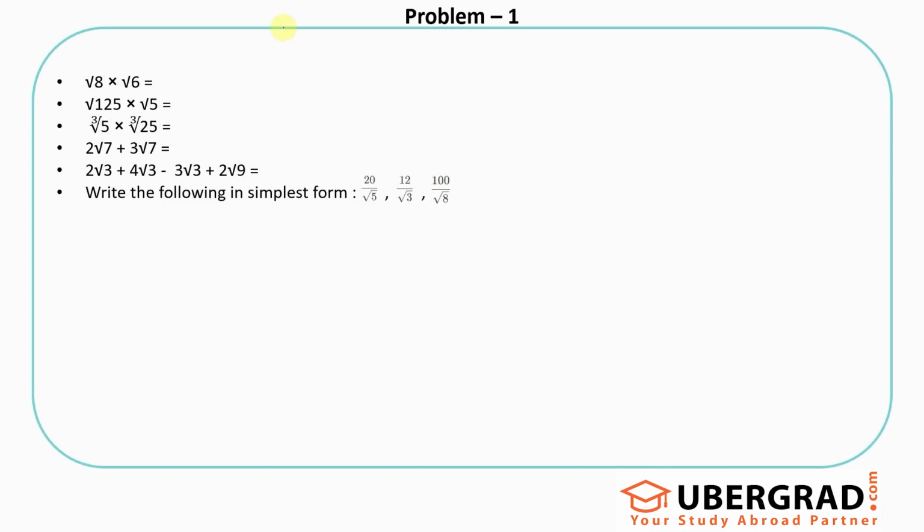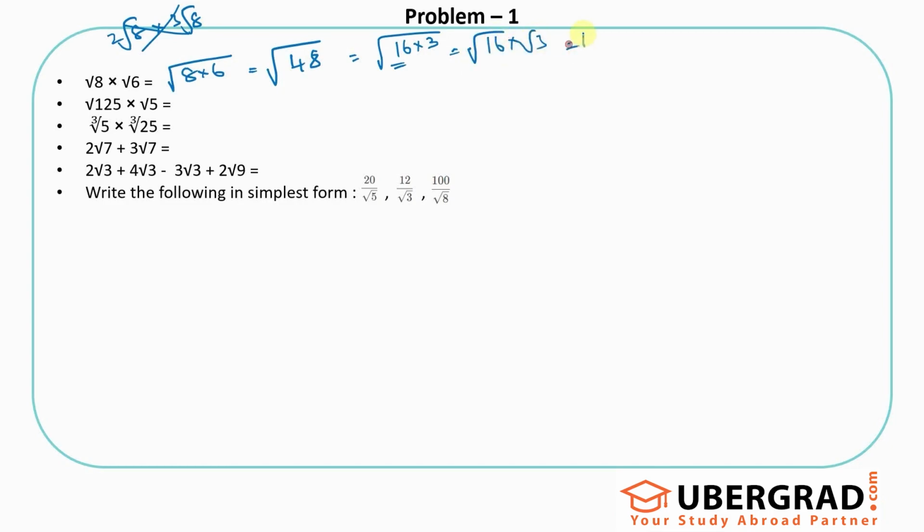Root 8 into root 6. This is the first property, right? Same square root, so I'll do 8 into 6. One thing you need to understand, I cannot multiply square root 8 into cube root 8. This is not possible. But yes, these are both square roots, that's why I can do this: square root of 48. Let's say I want to simplify this further. 48 can be written as 16 into 3, because I know 16 is a perfect square, I'm getting that out. So square root of 48 is square root of 16 into 3, that can be written as root 16 into root 3.